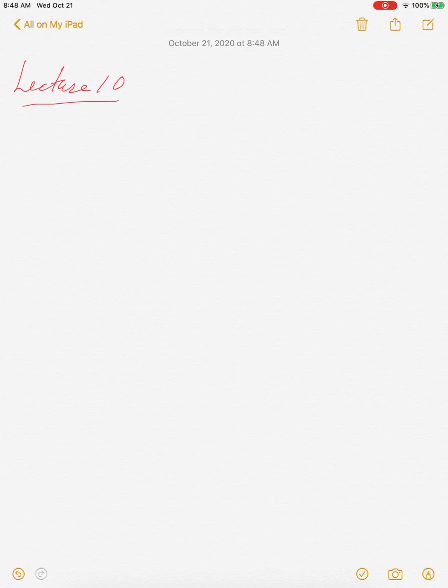So let's begin lecture 10, calculus 3. So let me continue with what we were doing. We were looking at the Lagrange method of finding local max and mins with constraints.